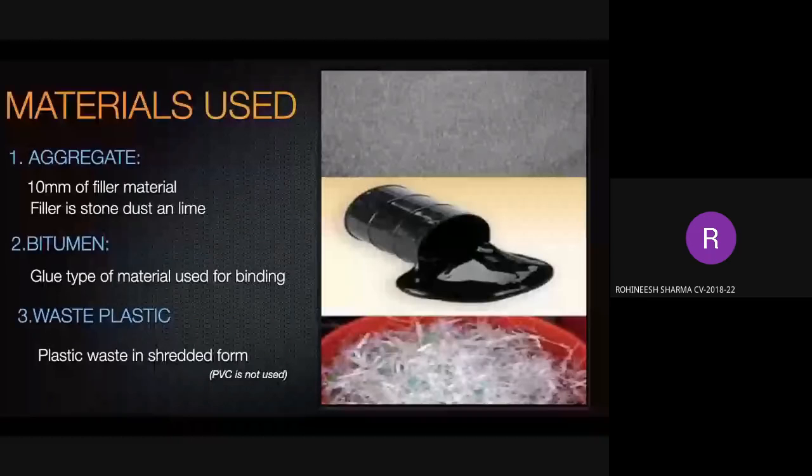Materials used. Three major materials used in construction of plastic roads are aggregate, 10 mm of filler material. Filler is fine dust of lime. Bitumen, a glue type of material used for binding. And waste plastic. Plastic waste in shredded form.